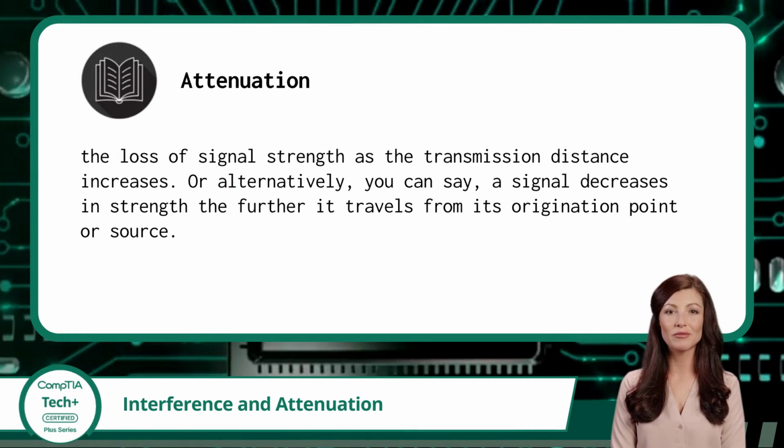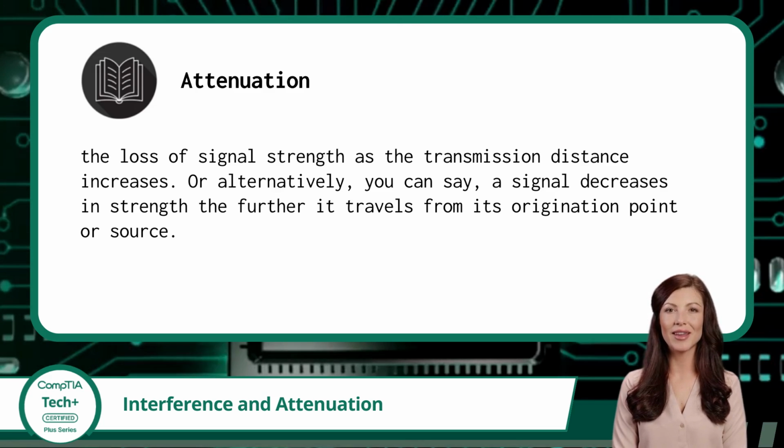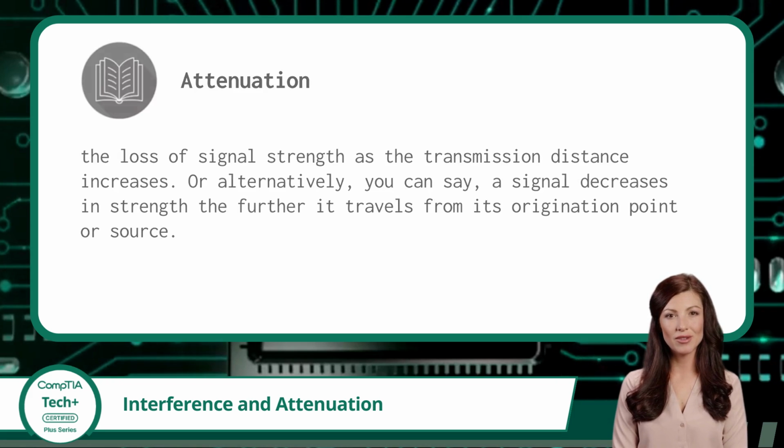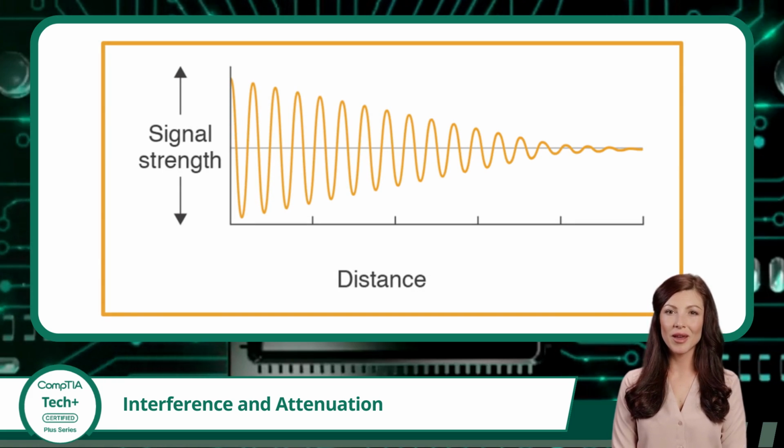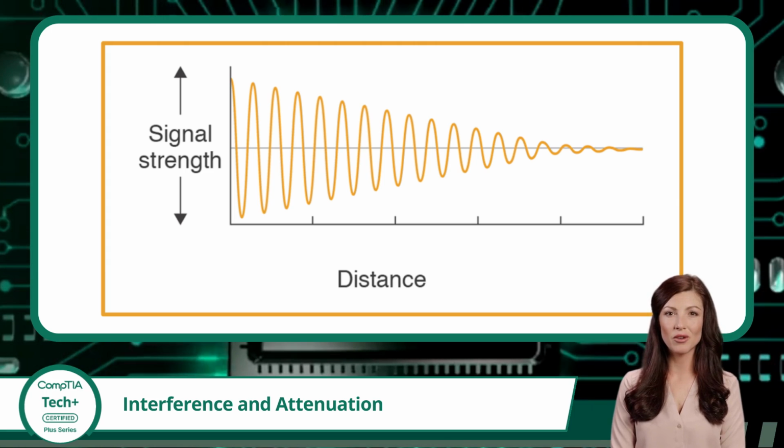You're almost there. We just have one more important concept to cover when it comes to weakened wireless signals, and that's something called attenuation. Attenuation is the loss of signal strength as the transmission distance increases. Or alternatively, you can say, a signal decreases in strength the further it travels from its origination point or source. To grasp this concept, imagine the light coming from a flashlight getting dimmer as you move further away from its source. Similarly, as a signal travels over distance, it becomes weaker. The farther the signal travels, the more it attenuates.